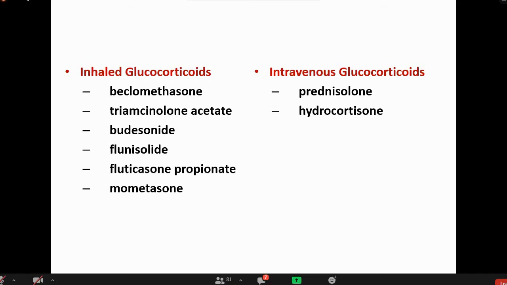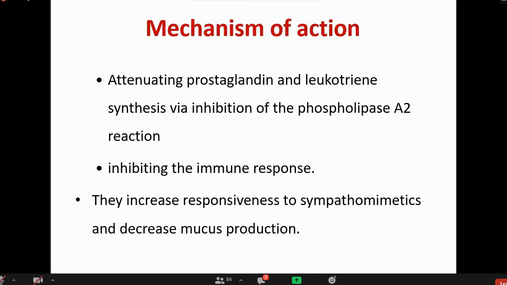So what are the examples of glucocorticoids that can be used by inhalational route, or we can say, what are the examples of inhaled glucocorticoids? Out of these six examples, you must know at least three or four, right? Beclomethasone, triamcinolone, budesonide, flunisolide, fluticasone, mometasone. So these are the examples of inhaled glucocorticoids. And for intravenous glucocorticoids, we have prednisolone and hydrocortisone.